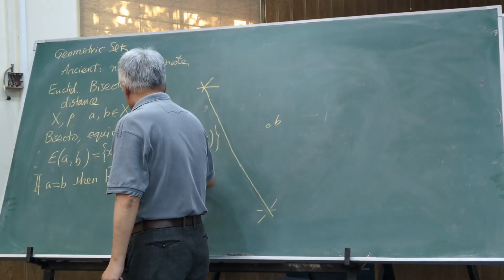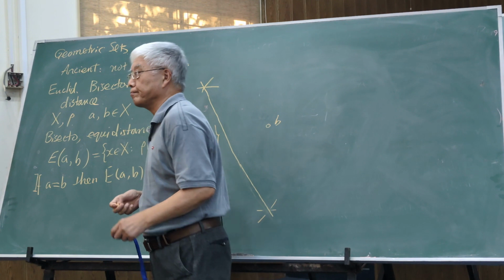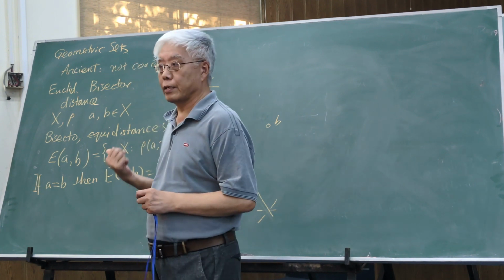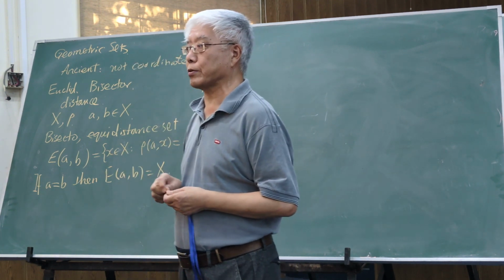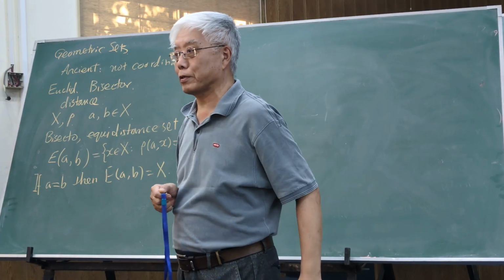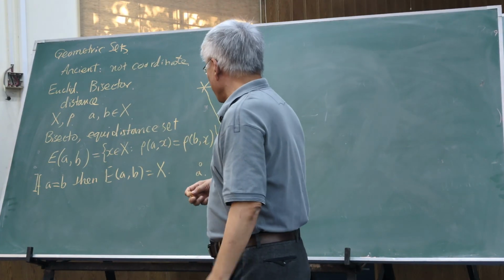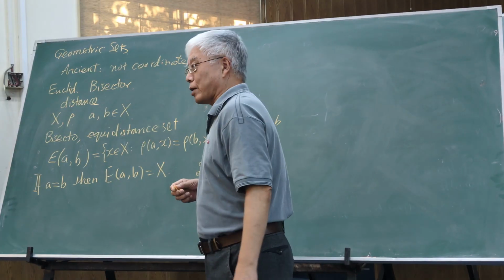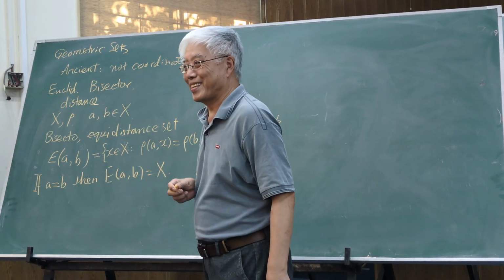E(A, B) is equal to X. Right? Yes. In any metric space, even if this metric space has 5 points in it, it doesn't matter. Now, can you give me an example where this is empty?